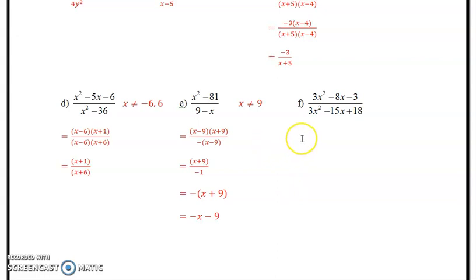The next one, what we'll do is, it's obviously hard to state the restrictions first, so we're going to factor first. Now, f is a little more difficult, of course. You have a values that are obviously greater than 1, so you're going to have to use decomposition. I'm not going to do the decomposition for you. That is something you should know at this point in time. All right?